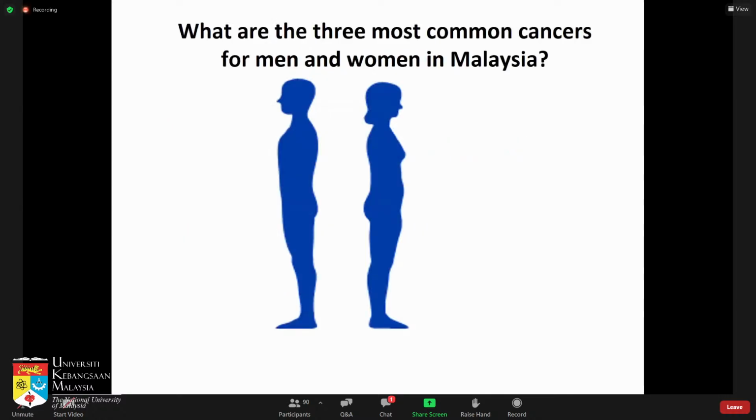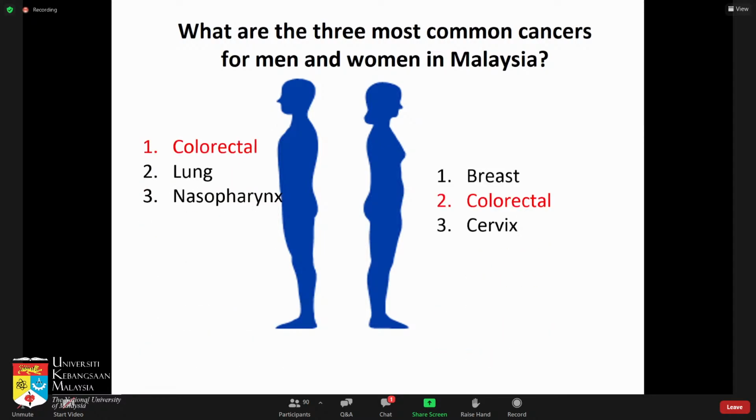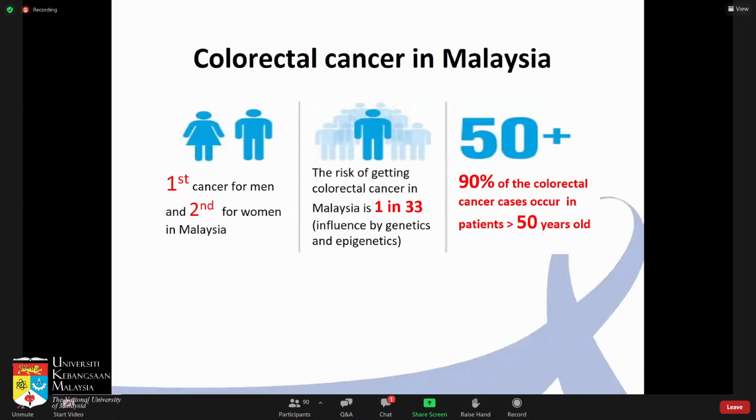Now, if I ask the audience, for example, what are the 3 most common cancers for men and women in Malaysia? I will highlight colon cancer, because this is my specialty. Colon cancer is the first most common cancer for men, and the second for women. So not too many slides, not too many words on the slide, because it's very difficult to absorb. And people maybe can pay attention for the first 20-25 minutes or so. Also give facts to the audience. First cancer for men, second cancer for women. The risk of getting colon cancer is about 1 in 33. You can highlight that. And strikingly, 90% of cancer occurs in those who are 50 years or older.